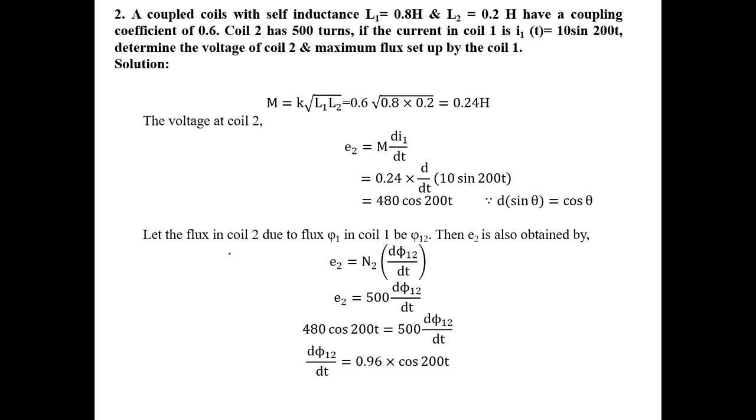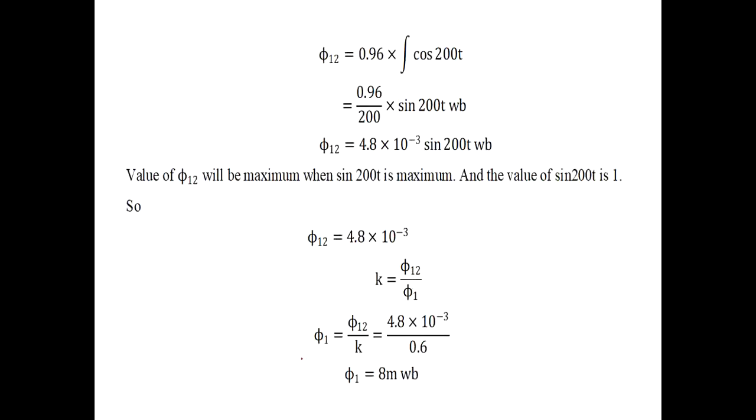Let the flux in coil 2 due to flux φ1 in coil 1 be φ12. Then E2 is calculated by E2 is equal to N2 into dφ12 divided by dt. Here in the problem they have given the number of turns of the second coil, N2, equal to 500. Next, E2 we found as 480 cos 200t is equal to 500 into dφ12 divided by dt. From this we can get dφ12 divided by dt.